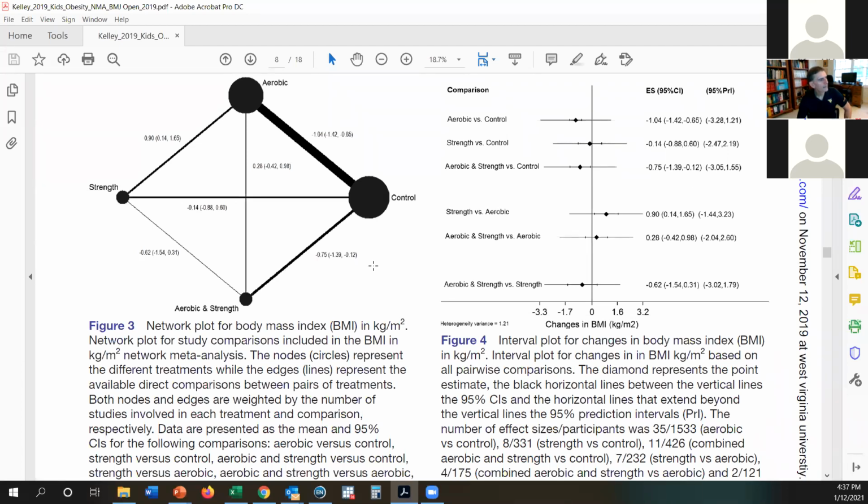And when you look at the combined, and this would make sense to us, when you do both aerobic and strength training exercise and you compare it to the control group, there's a reduction of minus 0.75 and the 95% confidence interval does not cross zero.